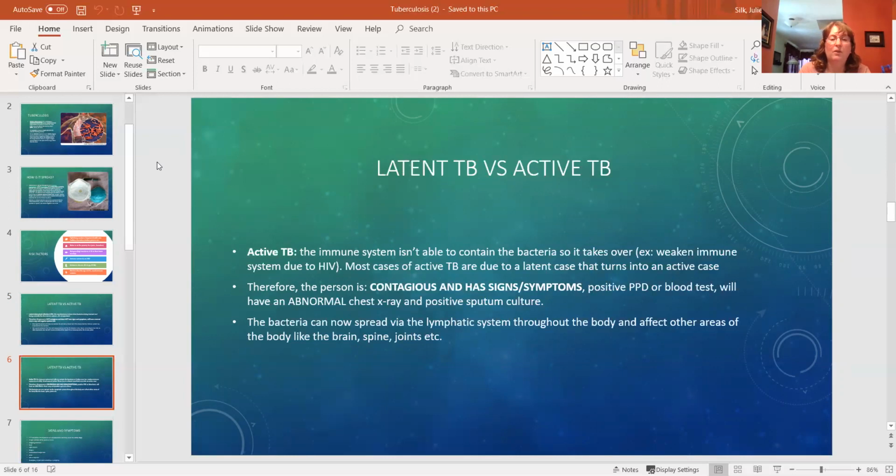So the thing is, once this gets into your system and it starts to activate, the bacteria can spread to other parts of the body too if it gets in that lymph system. So that's when you would start to see other areas get affected, like your brain and your spine and your joints. So you're trying to fix that so that this person doesn't get that.